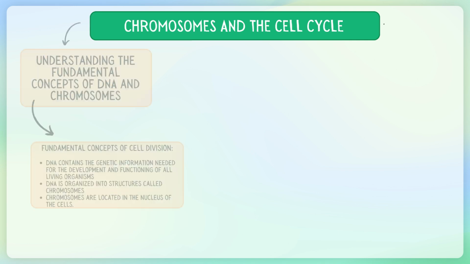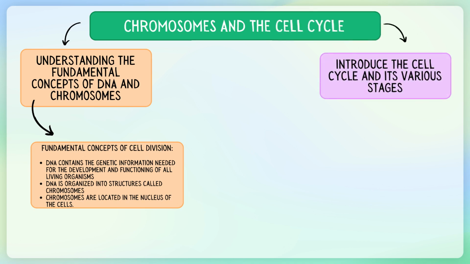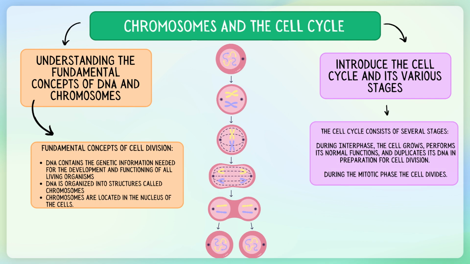In today's lesson, we delved into the fundamental concepts of cell division, focusing on DNA, chromosomes, the cell cycle, and mitosis. We began by understanding that DNA contains the genetic information needed for the development and functioning of all living organisms. DNA is organized into structures called chromosomes, which are located in the nucleus of the cells. We then introduced the cell cycle, a crucial process that allows cells to grow and divide. The cell cycle consists of several stages, including the interphase and mitotic phase.